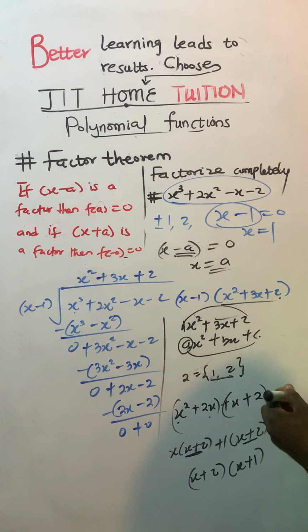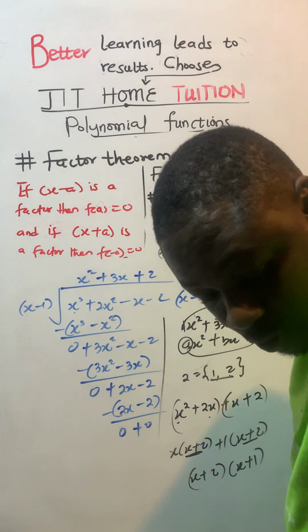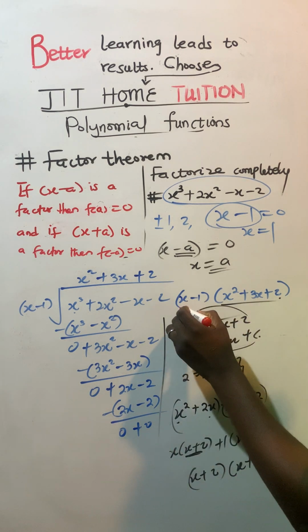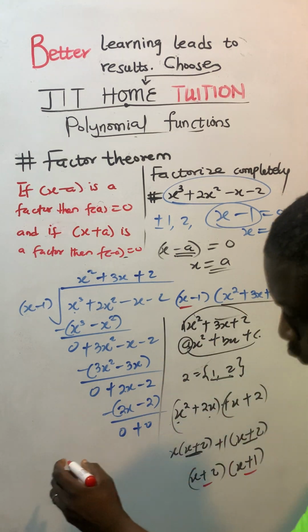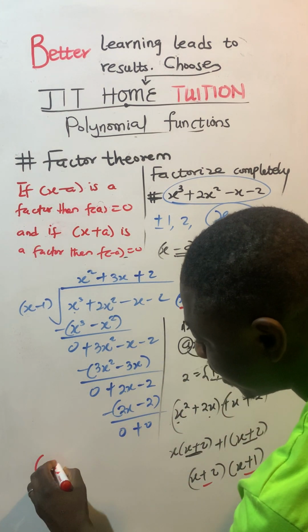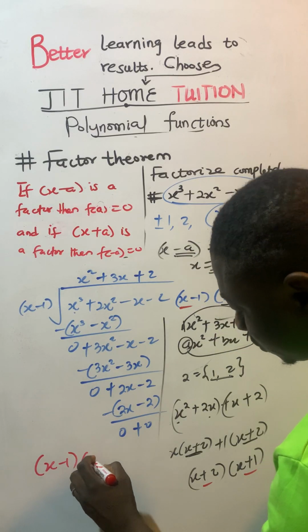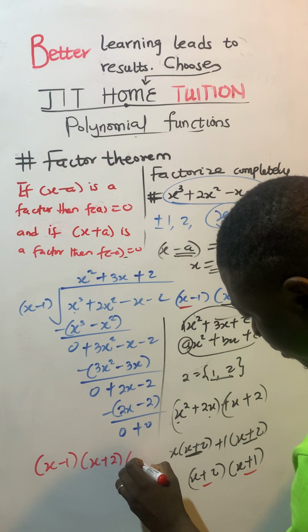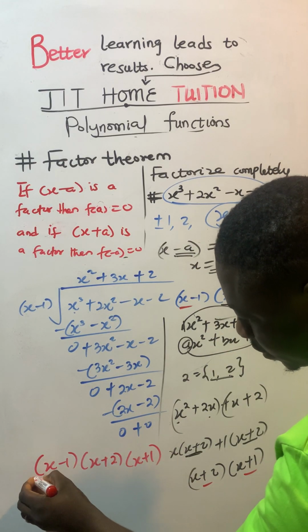The question asks us to factorize it completely. So the whole thing will now become x minus 1, x plus 2, x plus 1. Then you have factorized.